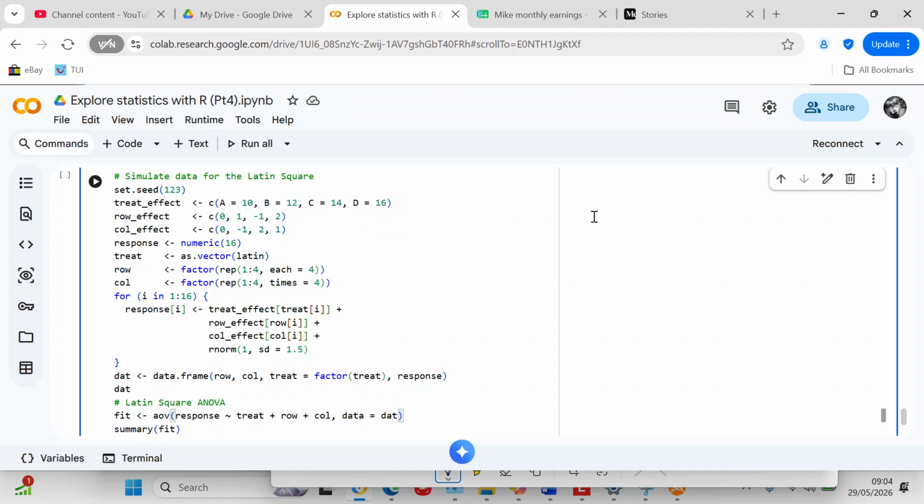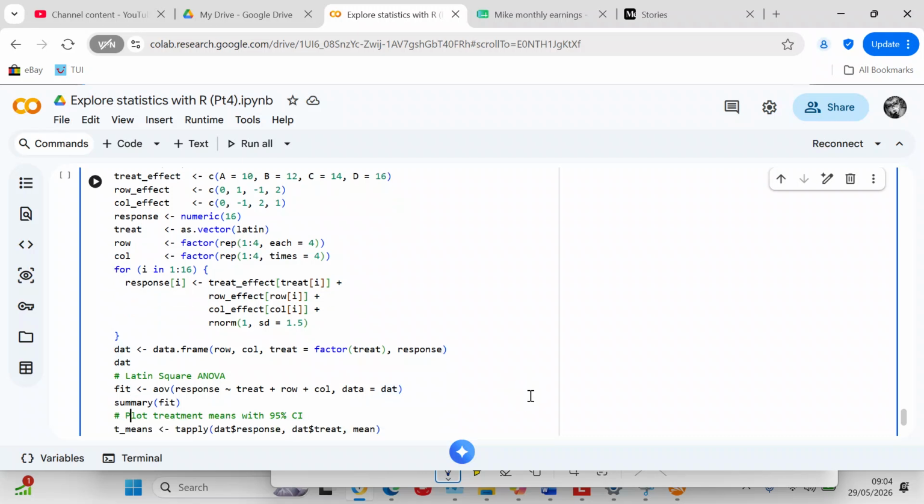So response i becomes treat effect brackets treat i plus row effect brackets row i plus col effect brackets col i plus rnorm, which is a randomly sampled normal distribution of 1 sample with a standard deviation of 1. And then we're going to create a data frame with all this information. So dat becomes data.frame brackets row, comma, col, comma, treat equals factor treat, comma, response.